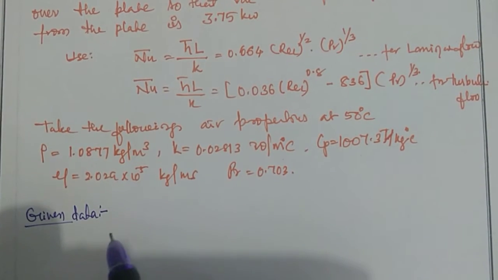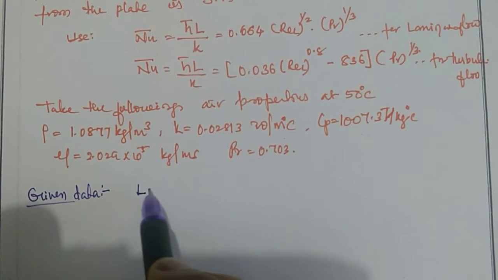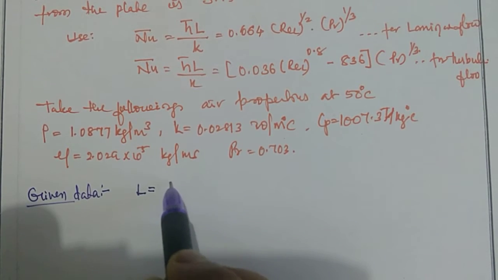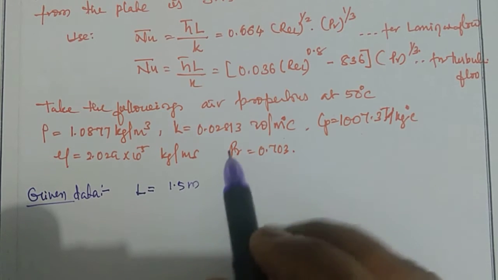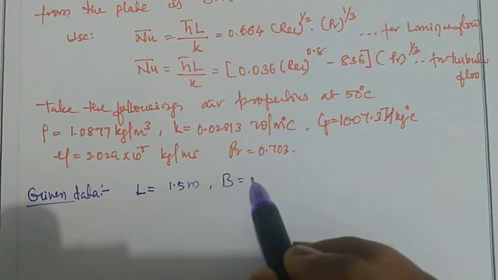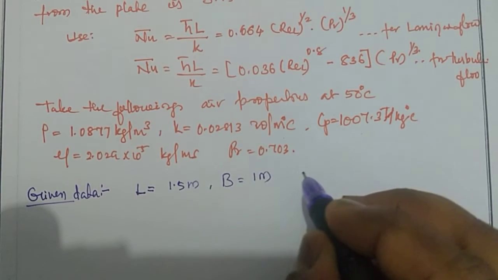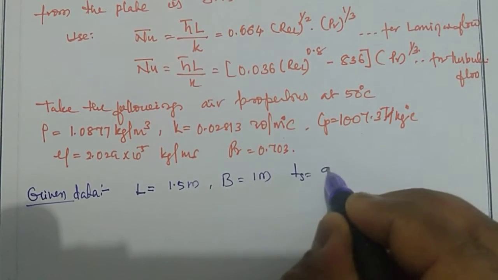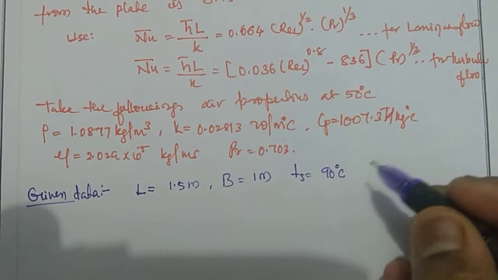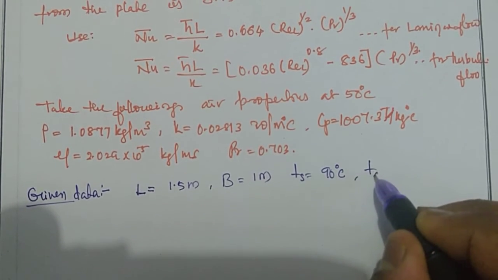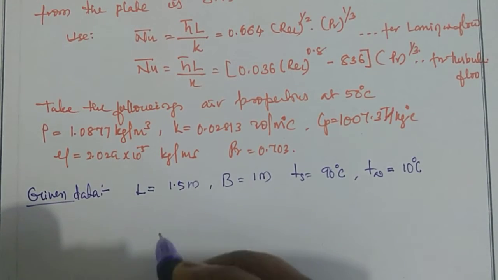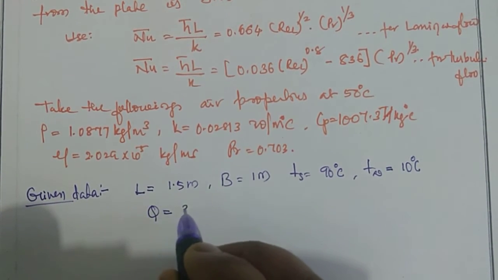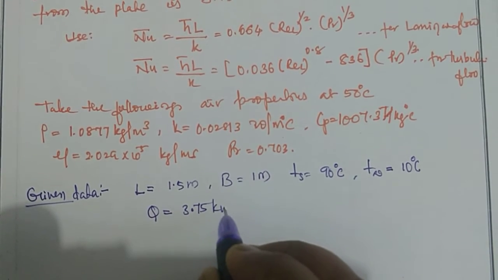So length is given, L is equal to 1.5 meter and breadth is 1 meter, and surface temperature is given 90 degrees centigrade, and T infinity is given 10 degrees centigrade, and Q is given 3.75 kilowatts.